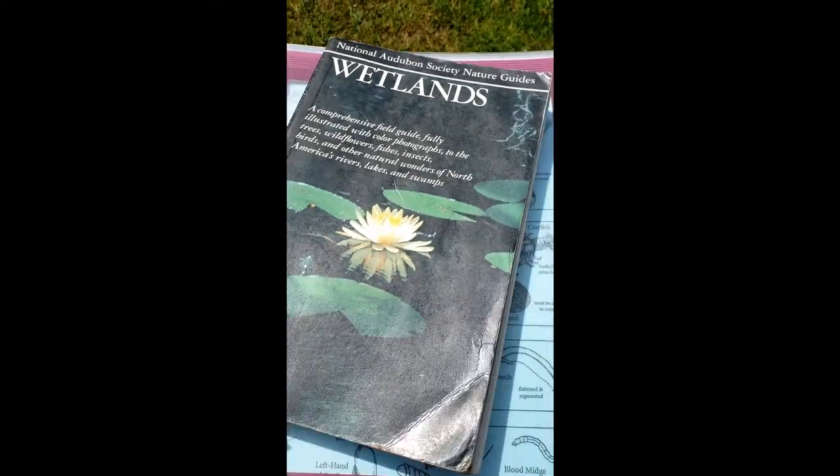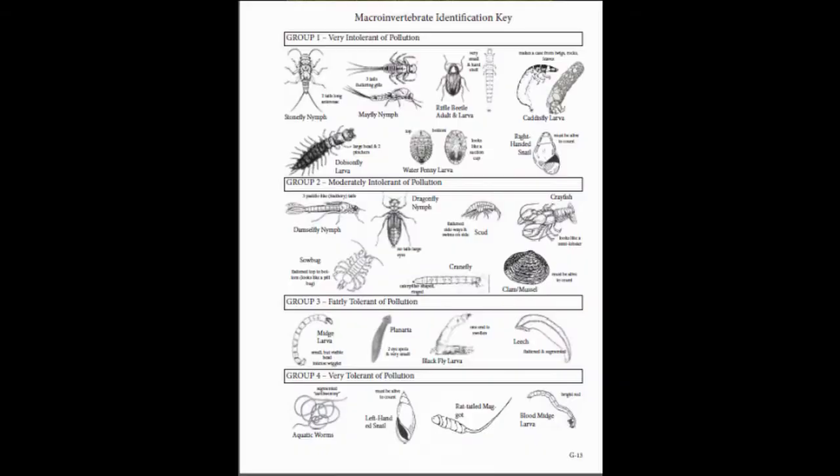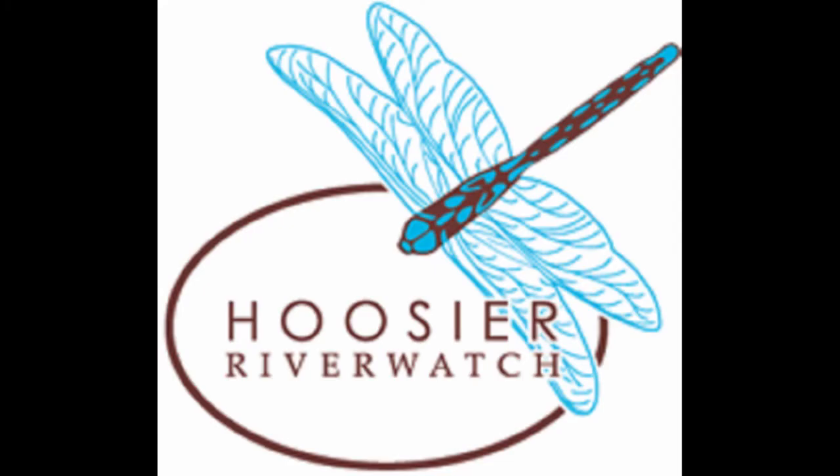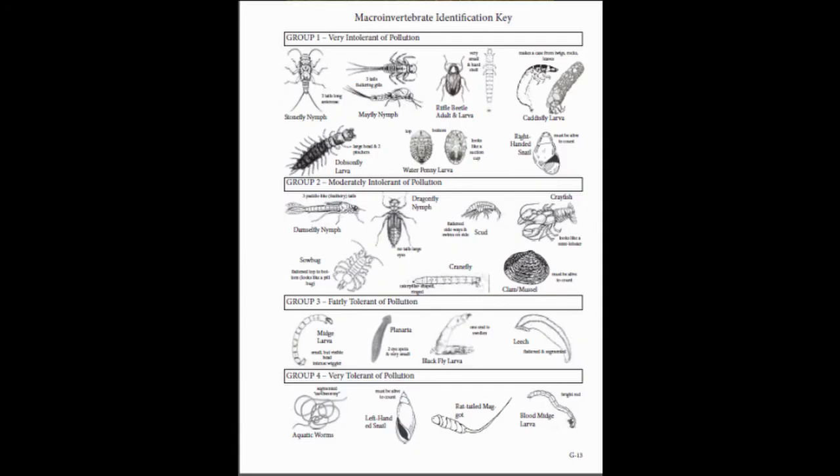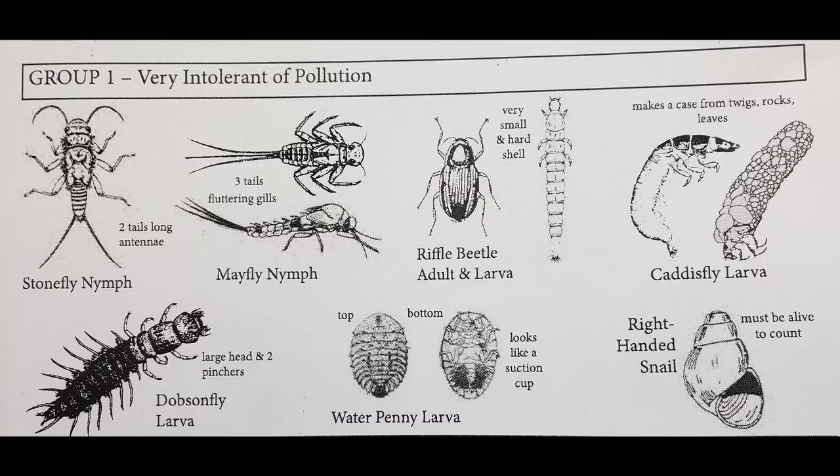Now, the one that we use most often is this one. This is actually a chart from the Hoosier River Watch program, which you can find information about at HoosierRiverWatch.com online. But this is a chart that shows us the different tolerance levels. The tolerance level for, let's say, group 1, this group up here, is very intolerant to pollution, which means that if we find them, it means that there is very little pollution in the waterway.